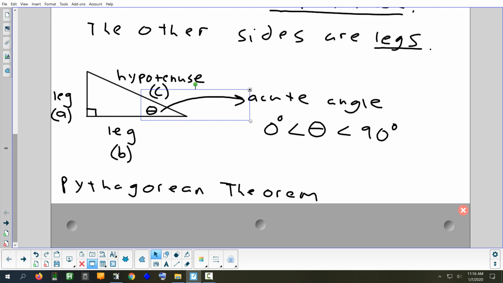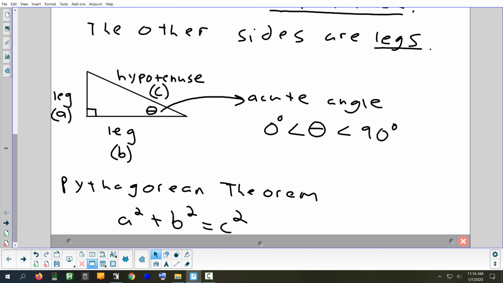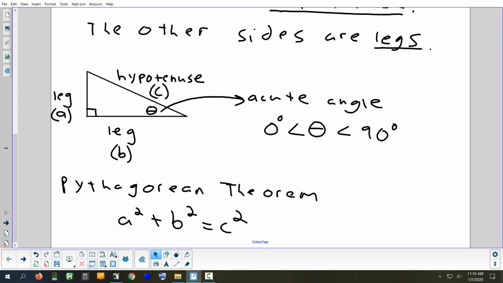So a theorem here that you can use, and this theorem only applies to right triangles, is a squared plus b squared equals c squared. Now, if you don't use the letters a, b, and c, it's important to understand the idea behind that theorem. The idea is you can take a leg and square it, plus another leg and square it, and it's equal to the hypotenuse squared. Call the legs and the hypotenuse whatever you want. But the idea is leg squared plus leg squared equals hypotenuse squared. Okay. But A, B, and C are the most common. Any questions on that?